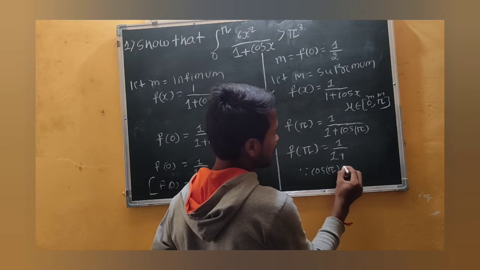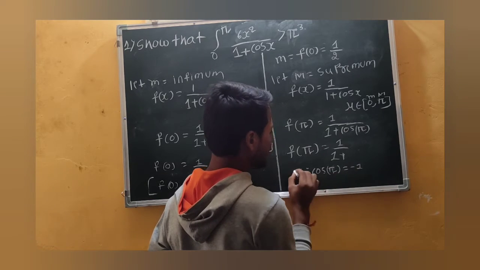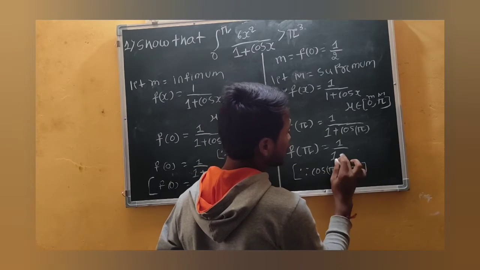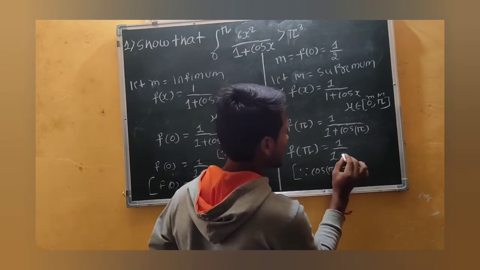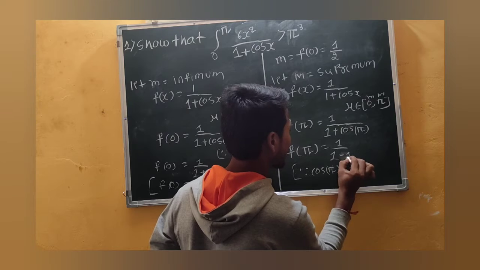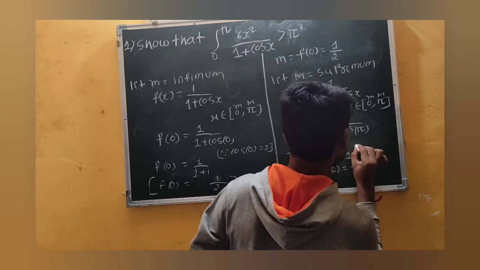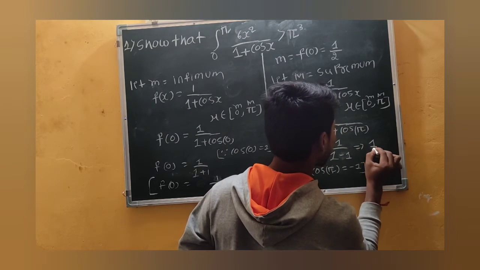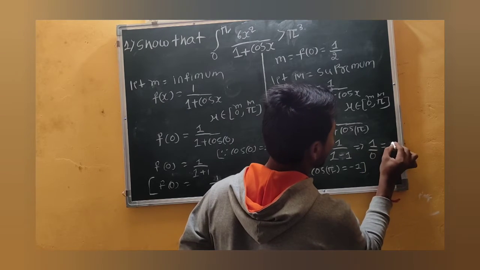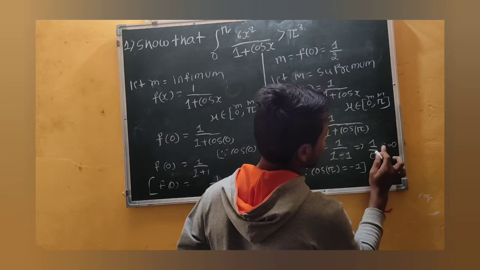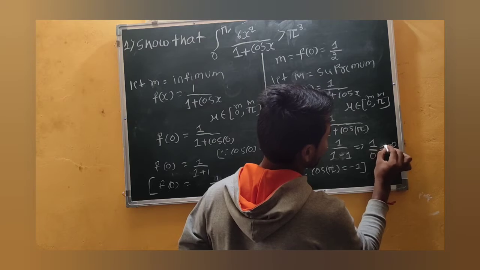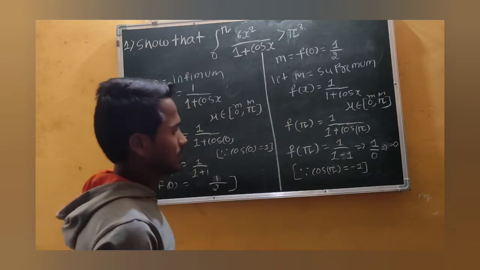So you got cos pi equal to minus 1. So plus minus gives minus, so minus 1. So 1 divided by 0 equal to infinity. I have written this: 1 by 0 equal to infinity.